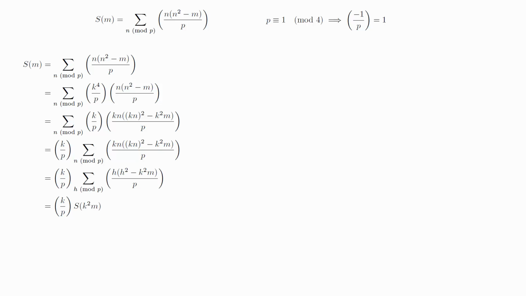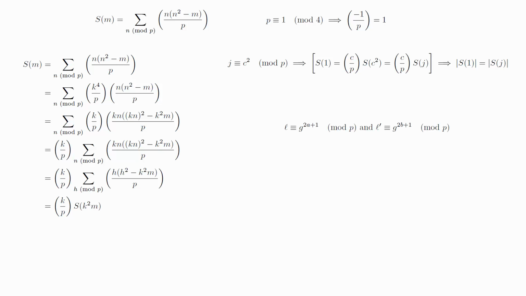Now suppose that j is a quadratic residue modulo p. Then there exists a c such that j is congruent to c squared mod p, and we will use this to evaluate another expression for s of 1. Notice that this implies that the absolute value of s of 1 is equal to the absolute value of s of j. Now suppose that L and L prime are quadratic non-residues modulo p.